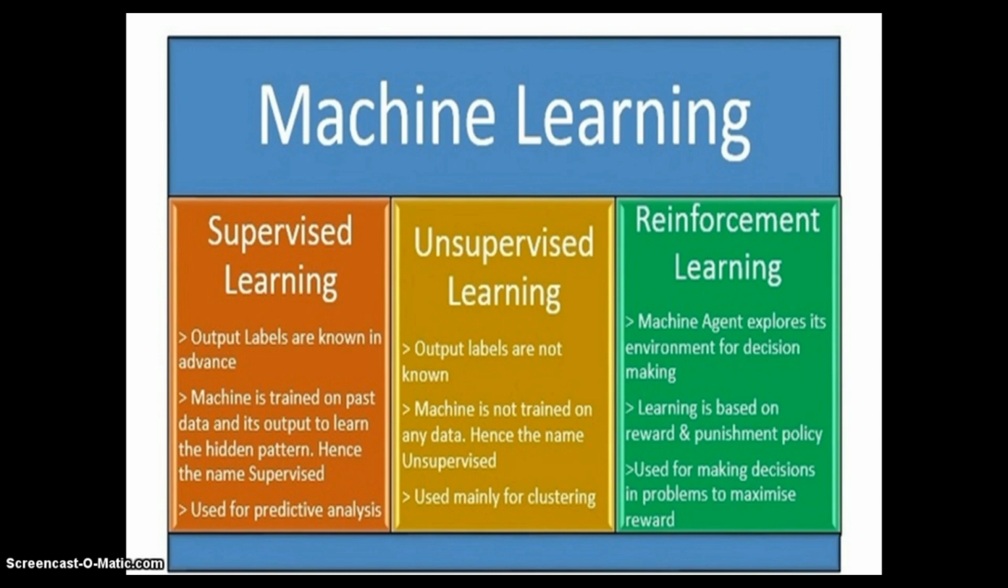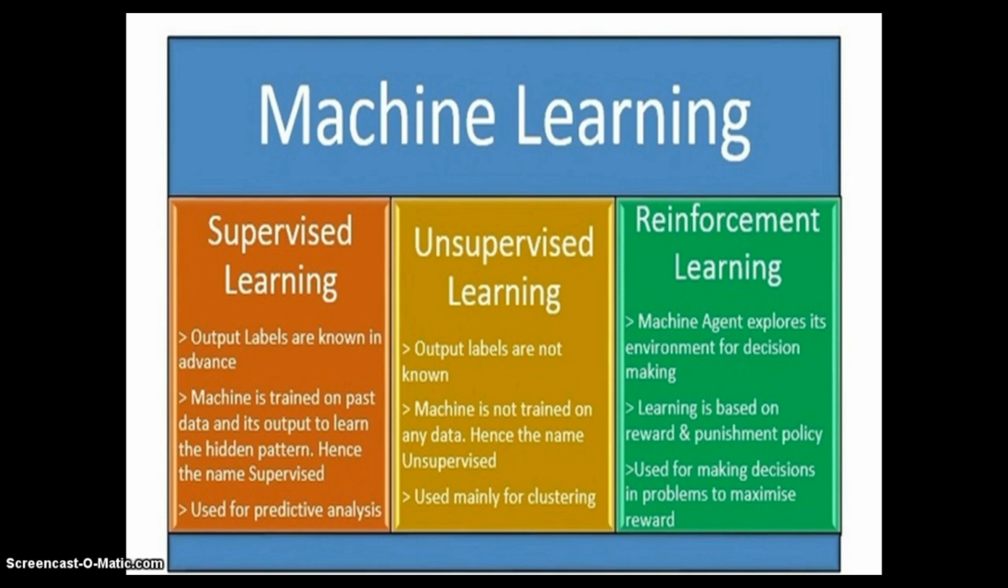In supervised learning, the machine is trained on the past data and its output to learn the hidden pattern, hence the name supervised. In machine learning the predictions are based on the past experience or the results which are previously present in the data. The data is divided into two types, that is the training data and testing data. In the training data set we have some predictions previously made by past users. Based on that the machine will learn and make further decisions.